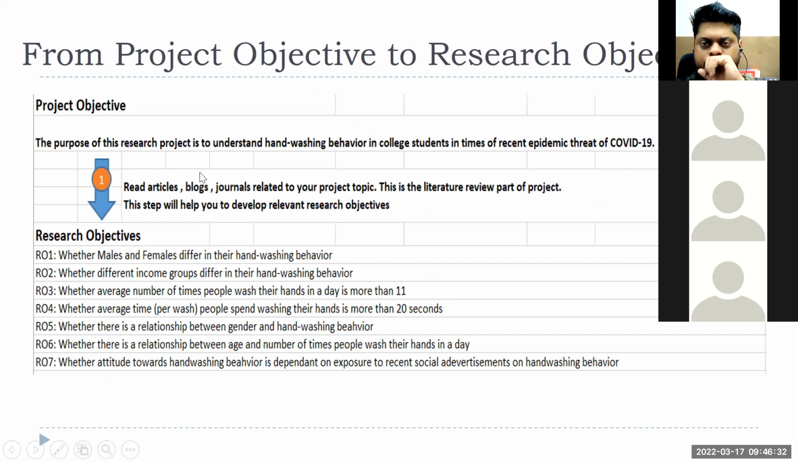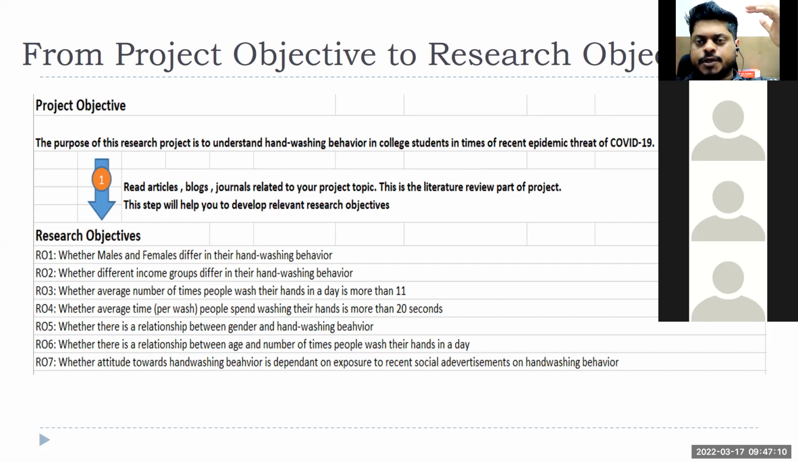So 2 years back when COVID started, I started collecting data about hand washing behavior in college students, right? Because there was a lot of information, a lot of commercials from the government, about how many times you have to wash your hands, how many seconds, the minimum amount of time you have to spend washing your hands, right? So let's say that is my project objective, to understand the hand washing behavior of college students in times of COVID. That is obviously no longer recent; I did that 2 years back, in 2019. So now the question is, what will be my research objective?